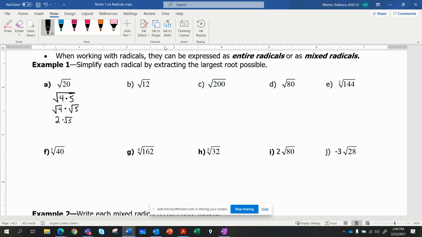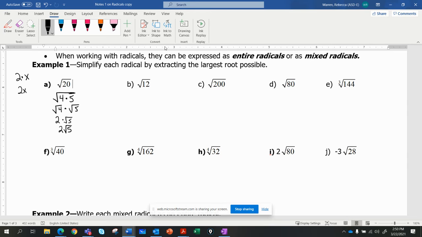Now these radicals work similar to algebra. That's why I keep going back to it. So if you had 2 times x, how would we write 2 times x? 2x. Yeah, it's not a trick question. You would just write 2x. So how are we going to write 2 times radical 5? We're just going to write 2 radical 5. They mean the exact same thing. Just like 2 times x means 2x, 2 times radical 5 means 2 radical 5.